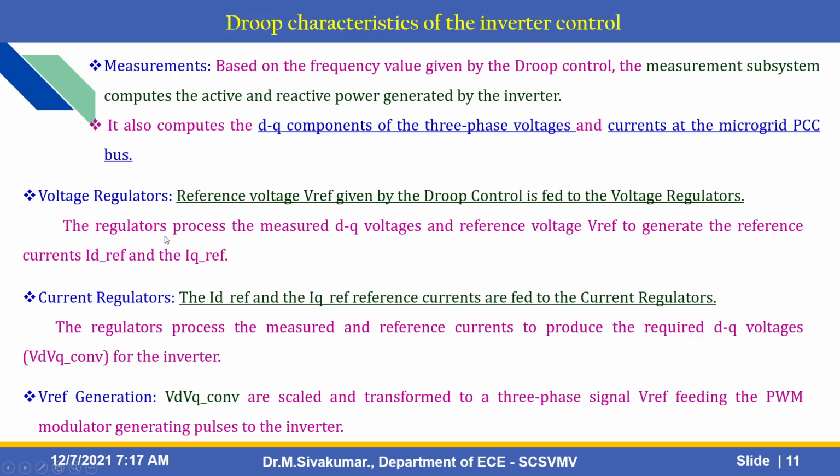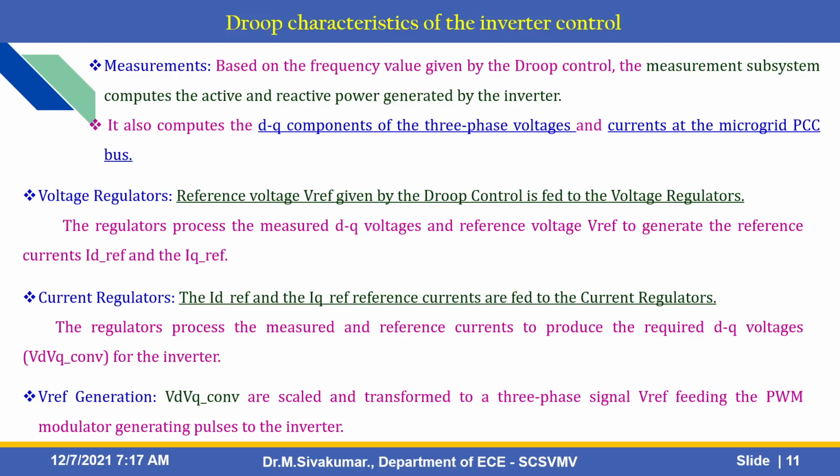Here, what is a voltage regulator block, what is a current regulator block, what is a V reference generation. The voltage regulator: the reference voltage V reference given by the Droop control is fed to the voltage regulators. These regulators process the measured DQ voltage and reference voltage Vref to generate the reference currents ID reference and IQ reference, reactive and active currents. Then next, the current regulators: the ID reference and IQ reference currents are fed to the current regulators. These current regulators process the measured and reference currents to produce the required DQ voltage for the inverter.